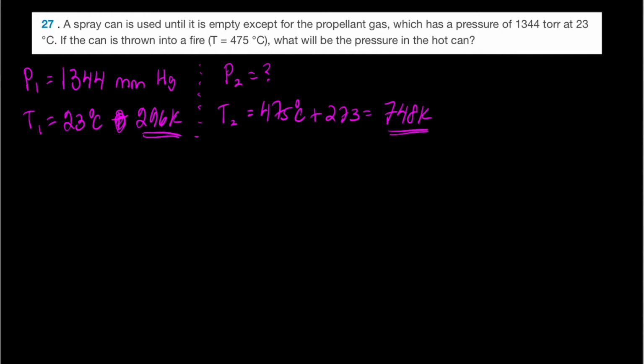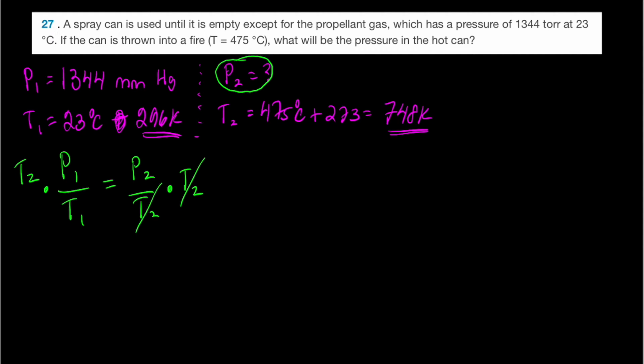Now, the law you want to use is Gay-Lussac's law, so P1 over T1 is equal to P2 over T2. It's customary to do the algebra first to isolate this variable P2. So we want to multiply both sides of this equation by T2, and they cancel here, and we get a new formula. P2 is equal to T2 P1 over T1.